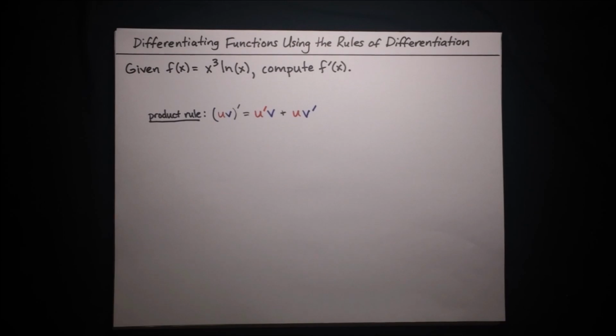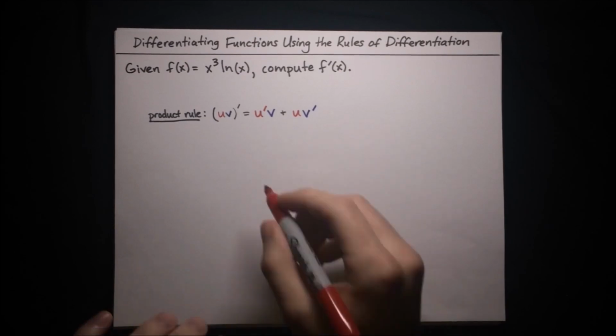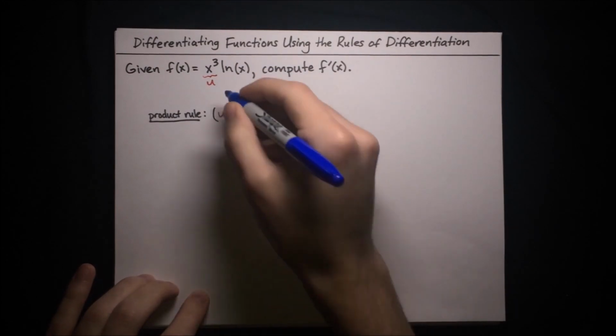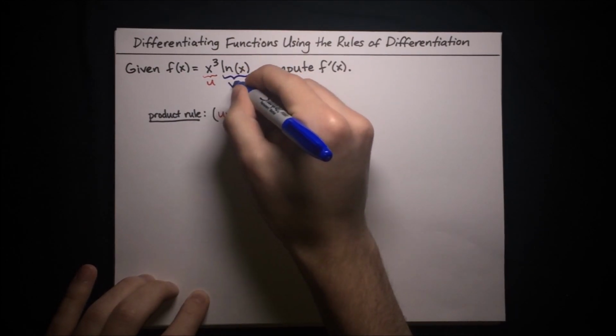Now this function is a product of two other functions. It's the product of x cubed and natural log of x, so we can use the product rule to compute the derivative. The product rule just states that the derivative of a product of two functions, u and v, is equal to the derivative of u times v plus u times the derivative of v. And in our function f of x here, the first term, x cubed, will be u, and the second term, natural log of x, will be v.